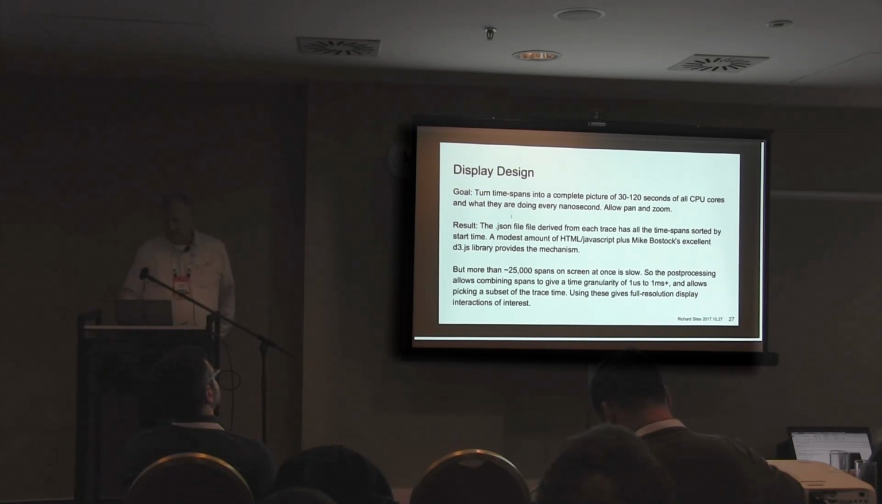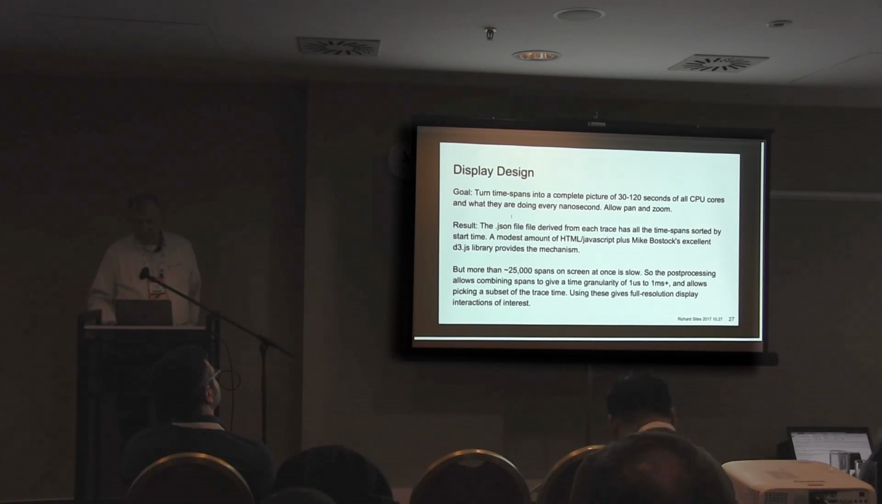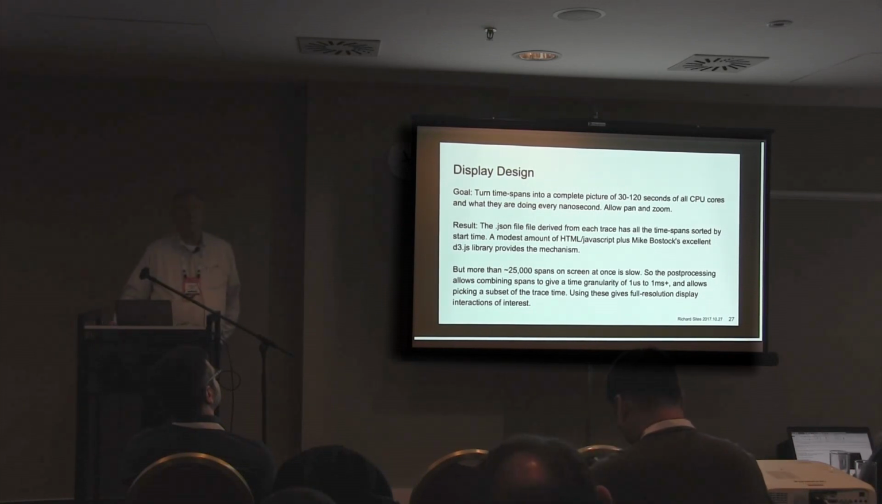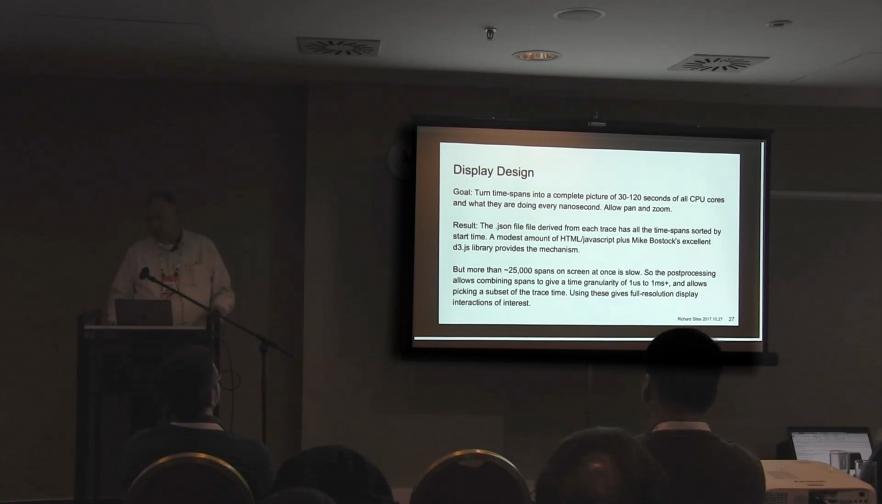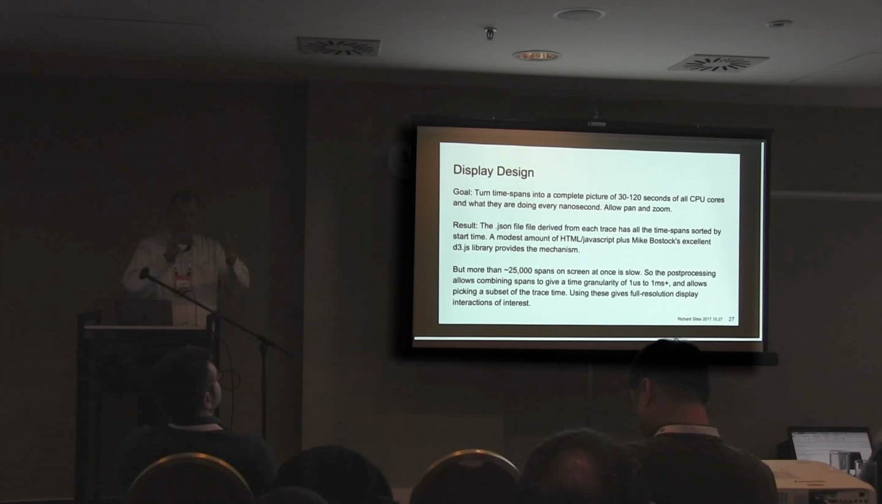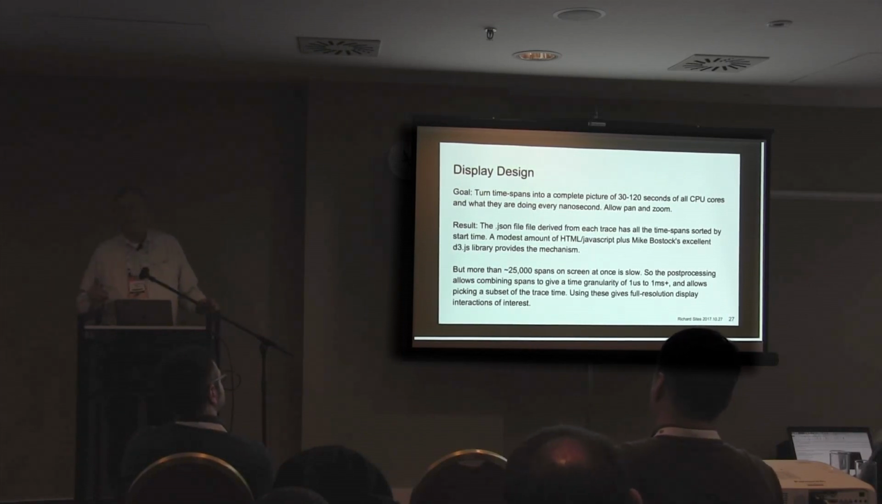So I make this JSON file and load it into some HTML using the D3.js library, which some of you may have used, which is wonderful. And then if you get more than about 25,000 different timestamps on the screen, it starts to get slow. So part of the post-processing has a trim function, so you can say, this is the only part I'm interested in looking at right now, and also granularity, so you can say, in spite of the fact that things are recorded at 20 nanosecond resolution, lump them into spans that are a millisecond long or whatever, 100 microseconds.